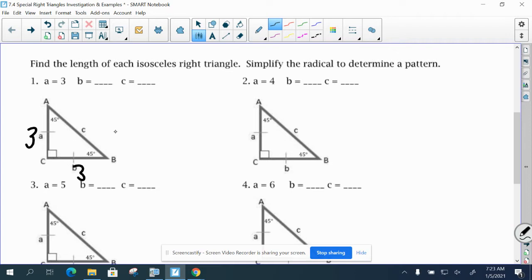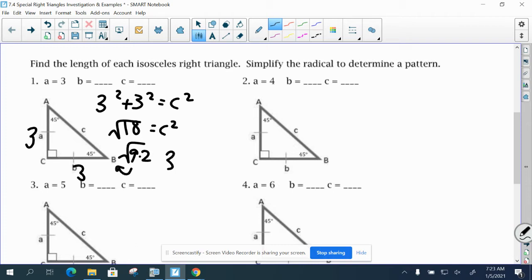Now to calculate C, you would do the Pythagorean theorem. So 3 squared plus 3 squared equals C squared. 9 plus 9 is 18. Then we would take the square root of 18, which we would break up into 9 and 2. The 9 comes out as a 3, and the 2 stays in. So this would be 3, 3, and then the hypotenuse is 3 square root 2. We call this a 45, 45, 90 triangle.